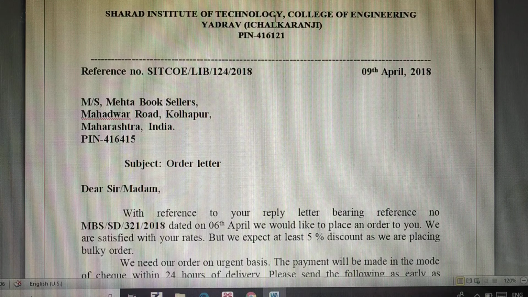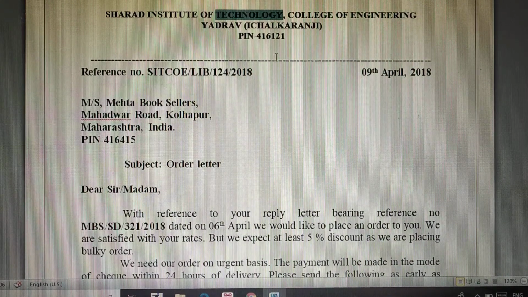So here is the letterhead. This is the order letter. Which company or which institute is going to buy it? Certain institute. From where? From Mehta Bookseller. What they are going to buy? Books. Simple. Means every time you have to follow the structure of letter writing.